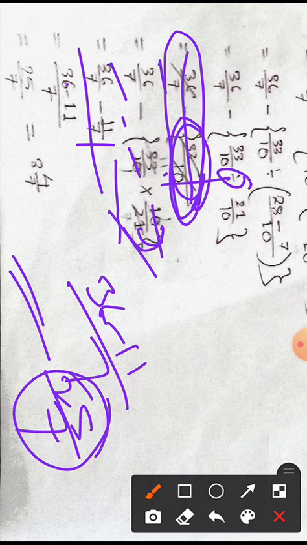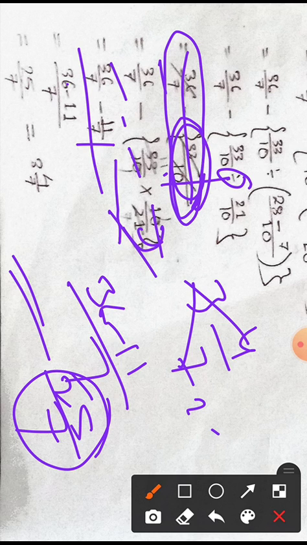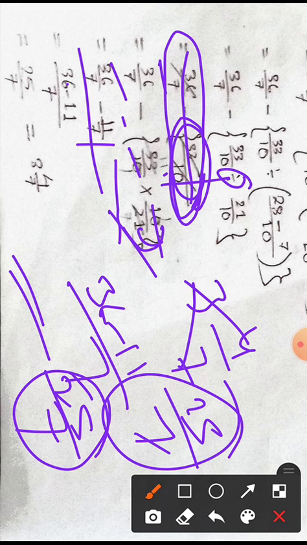If you try to change this number into a mixed number, you will get 3 4 by 7, because 3 sevens are 21, 21 plus 4, so 25 by 7. This is how you are going to do all other questions.